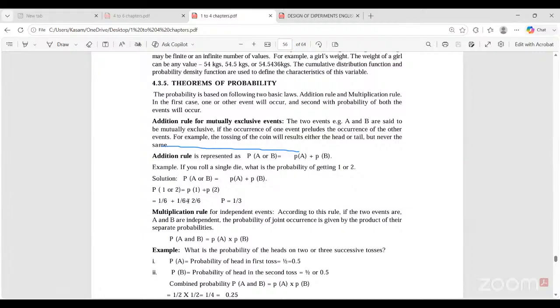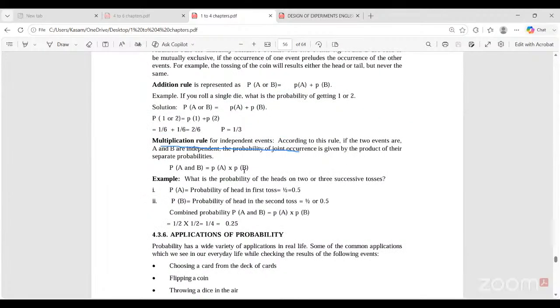P of A value 1/6, P of B value 1/6, is 2/6, that is called 1/3. This is called the addition rule. Multiplication means P of A into P of B, 1/6 into 1/6. How much is 1/6 into 1/6? 1/36. So the probability of a toss is 1/2, 0.5. So 1/2 into 1/2 is 1/4.